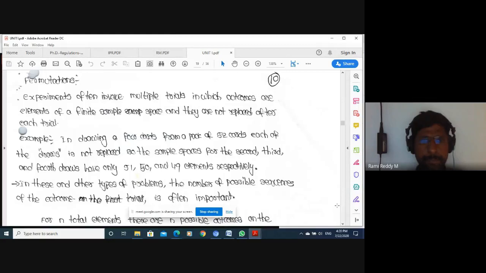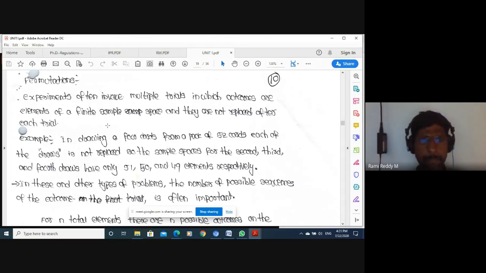Dear students, today we would like to discuss the topic permutations. Permutation is nothing but arranging elements where order is important.